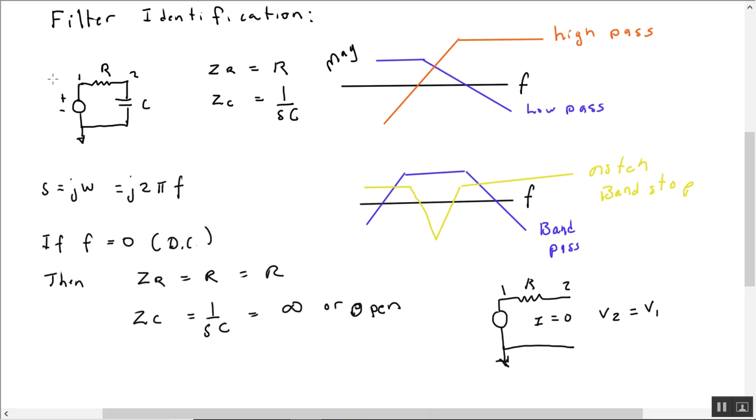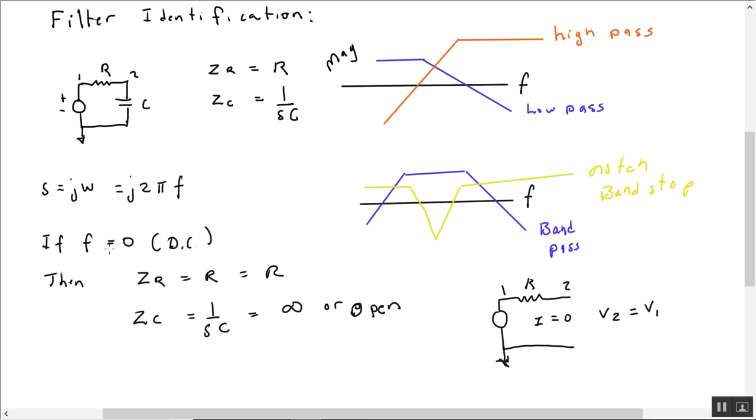So let's just do an example here of an RC circuit, right? And I'm not even going to write the transfer function. I'm just going to use impedance. So the impedance of a resistor is just R, and the impedance of a capacitor is 1 over SC. Now, when we're doing Fourier analysis, we let S equal j omega, which is j 2 pi f. That's the input frequency that we're talking about.